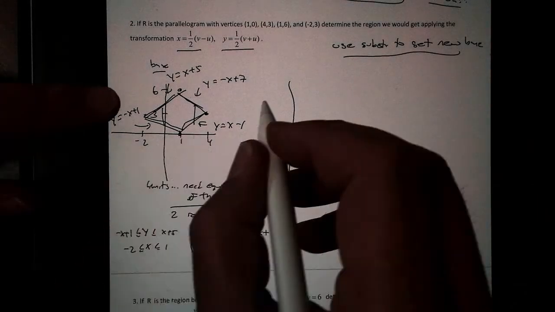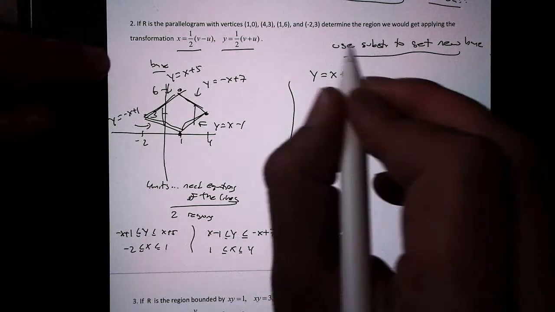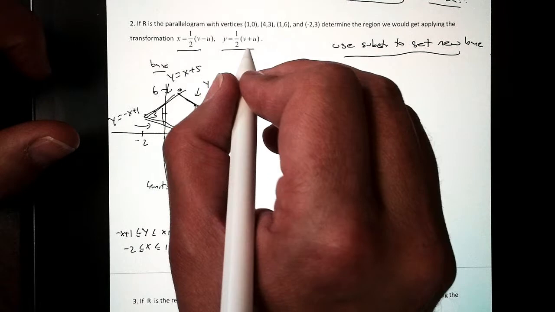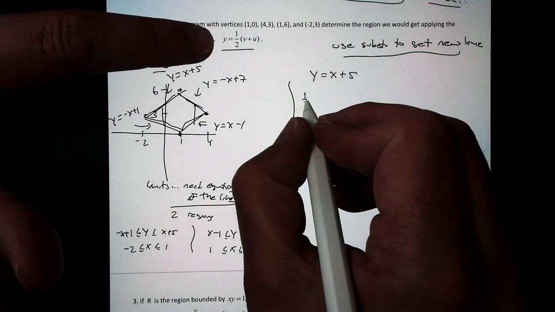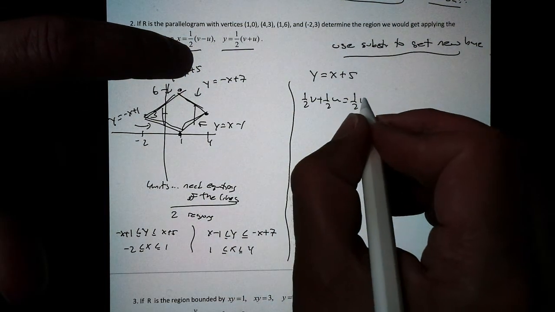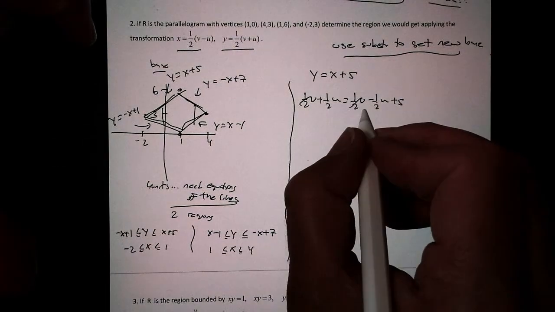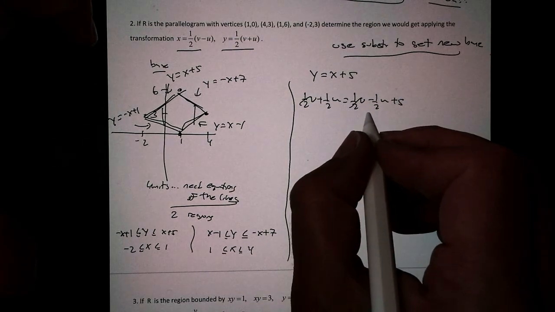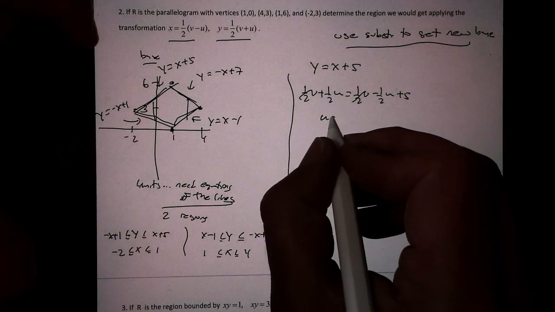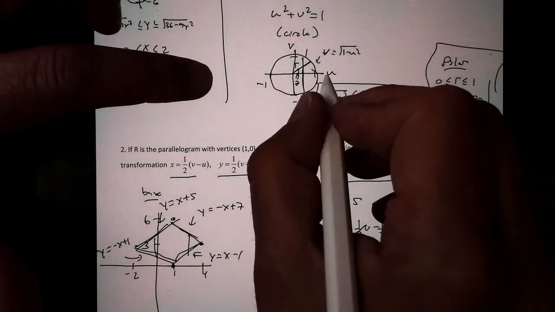So I have to convert each one of these. The first one we'll start off with is y equals x plus 5. They're telling me y is equal to 1/2 v plus 1/2 u. I'm going to distribute: 1/2 v plus 1/2 u equals x, which is 1/2 v minus 1/2 u, plus 5. The v's cancel, and if we bring over the u, we get u equals 5. And of course, we know that that's going to be a vertical line when we plug it in, because we'll be in terms of u and v.